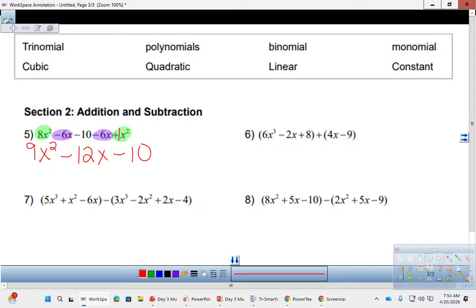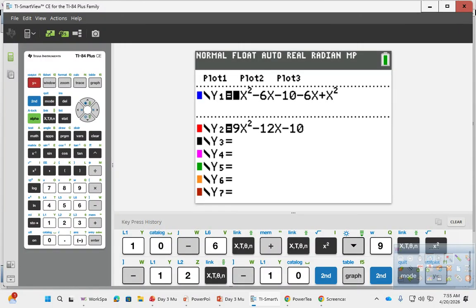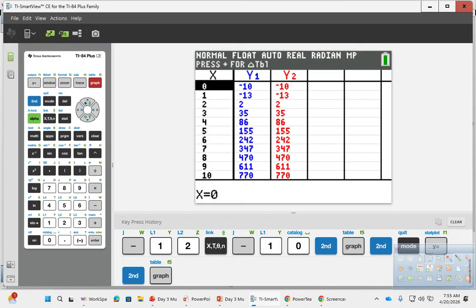Now, just like last unit, when there are variables involved in the problem, you can still check your answer. You just can't do it in the home screen of the calculator. So if I wanted to check this answer, I would go to the y equals screen of the calculator, and you can see in y1, I put the original question, and in y2, I put my answer. And if this is correct, when I go to my table, all of the values will match.